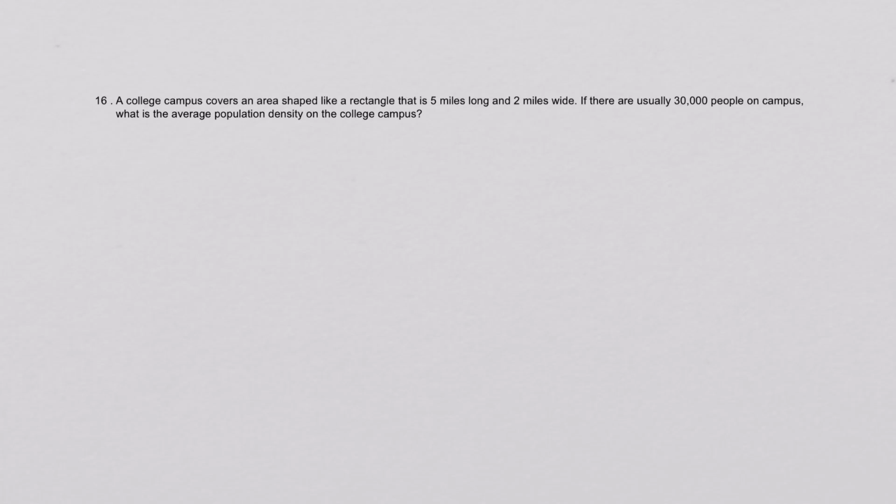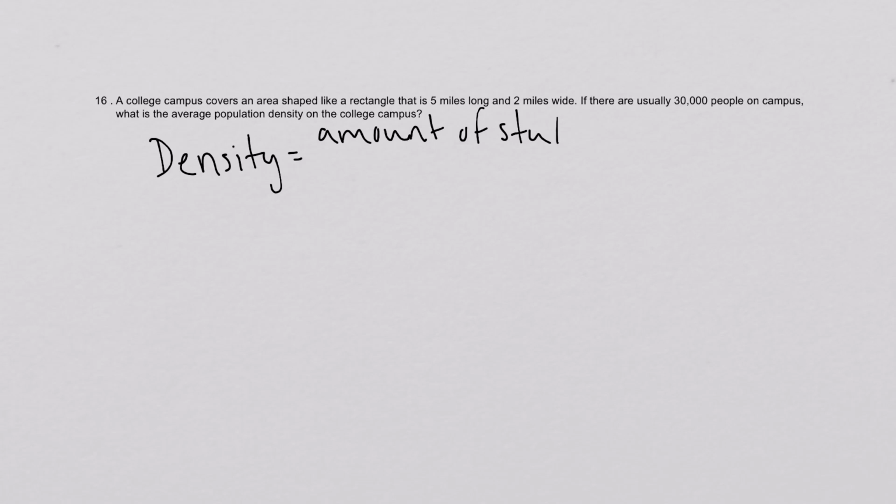Okay, so density is something that we actually haven't talked about much, except for a couple of word problems here and there. So let me just really quickly explain to you guys what we mean by density. Density is usually defined, the easiest way to understand it is to say density is equal to the amount of stuff, and that stuff could be whatever you want it to be. In this case it is the amount of people. Amount of stuff divided by the amount of space. How much stuff is there in how much space?